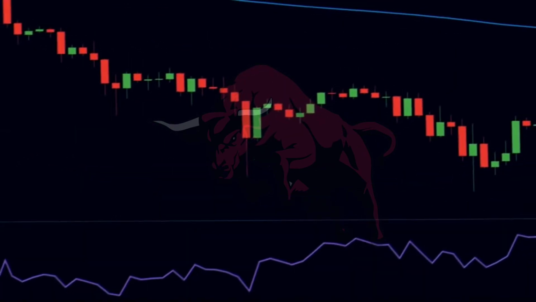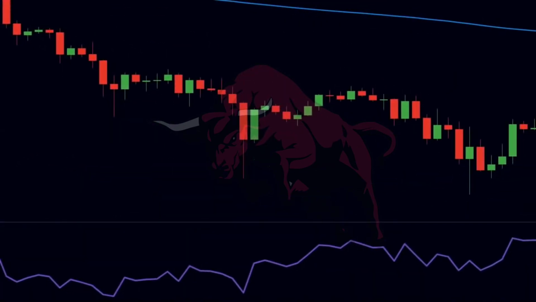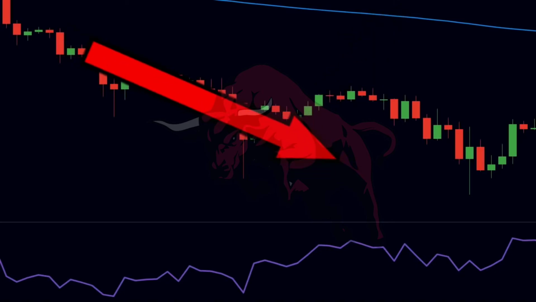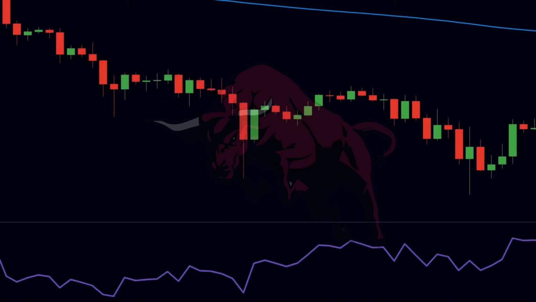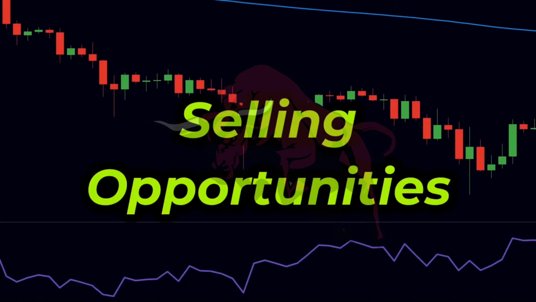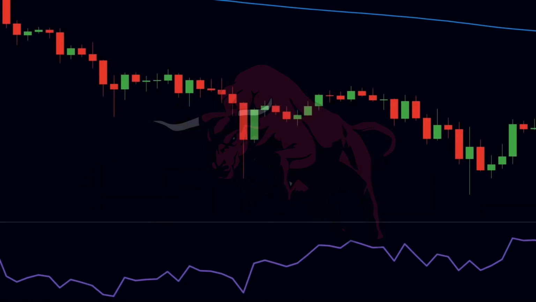Now let's look at a sell trade. Here we see that the price was trading below the 200 EMA, and the EMA was sloped downwards. We can also see that the price was making lower lows and lower highs. So we were in a strong downtrend. In a strong downtrend, we will look for selling opportunities. This means that we want to look for bearish hidden divergences, and we shall ignore any bullish hidden divergences.